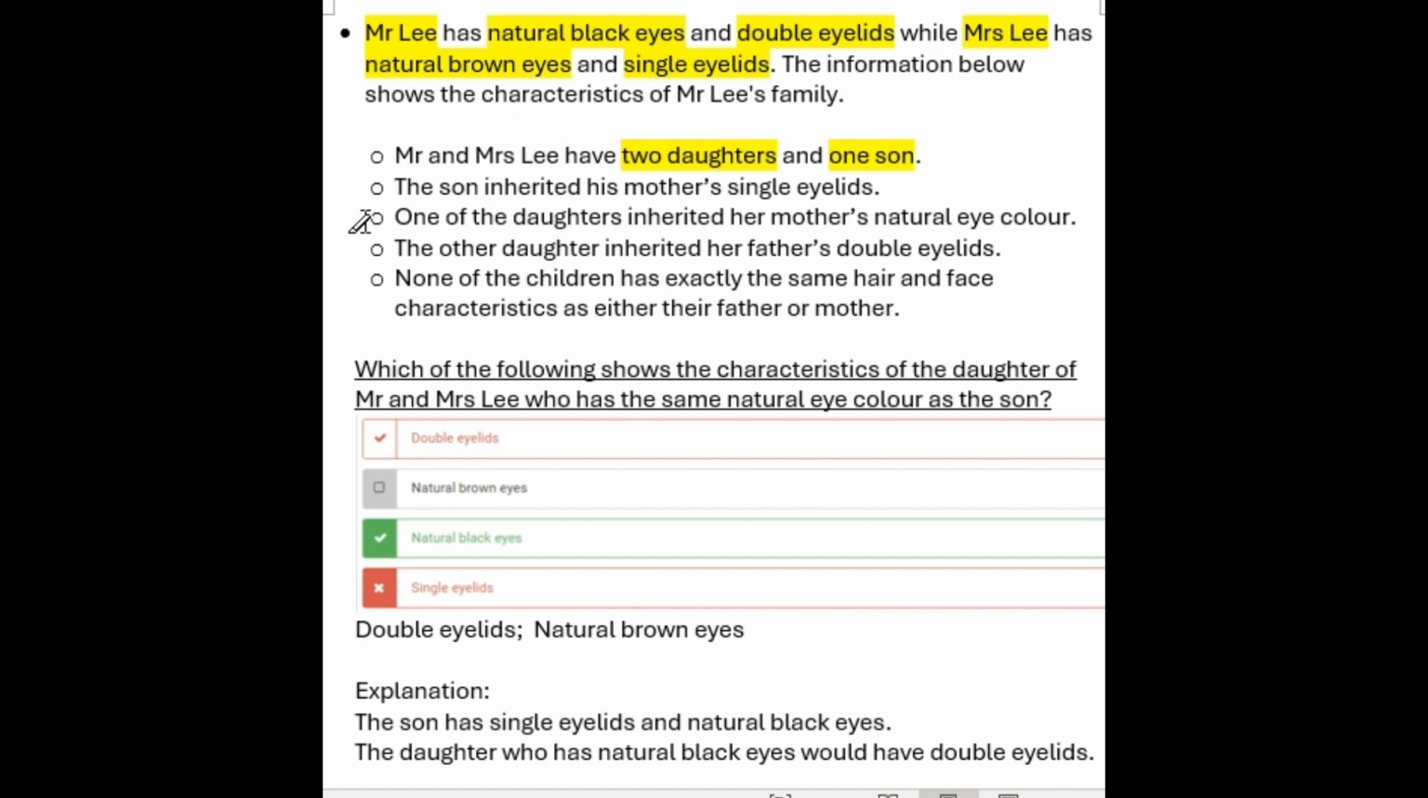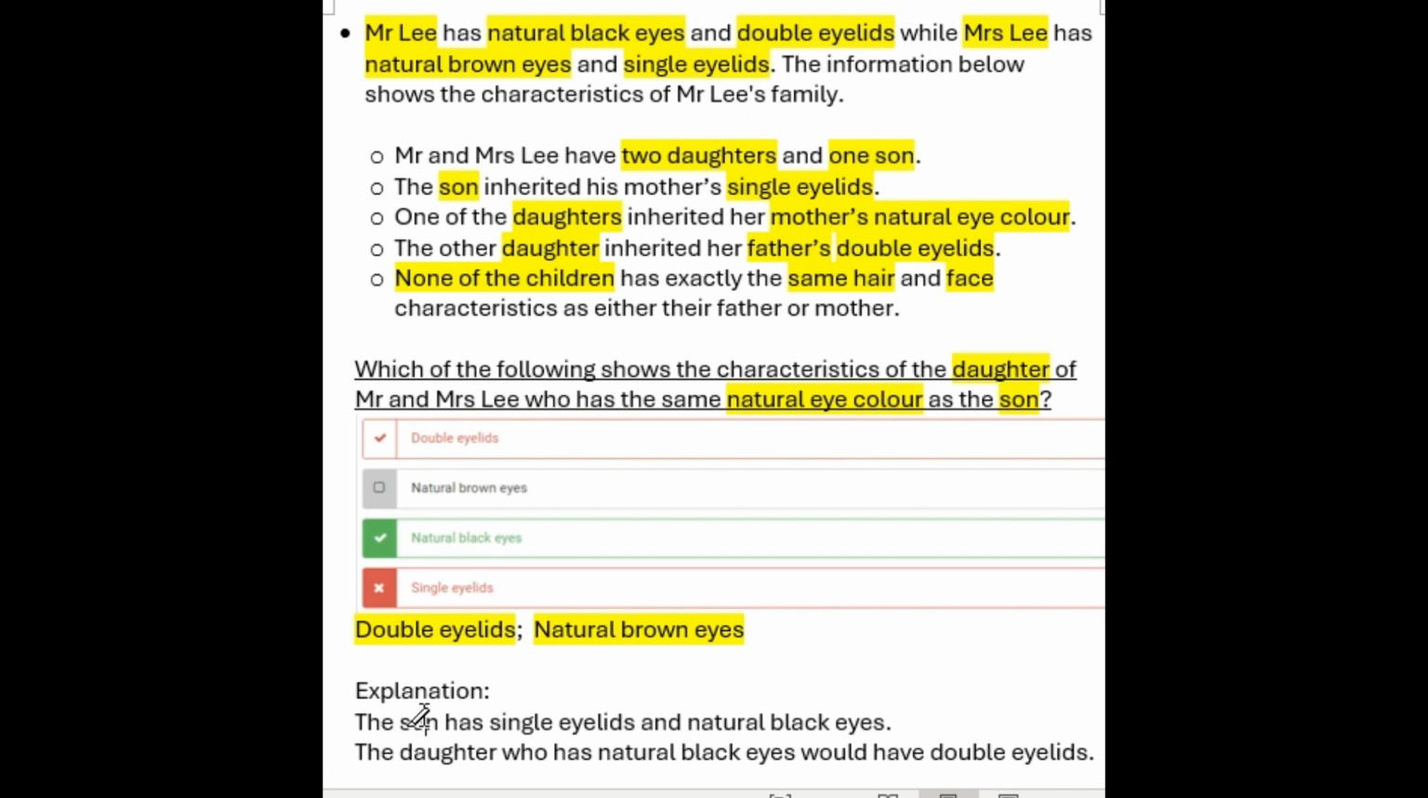The son inherited his mother's single eyelids. One of the daughters inherited her mother's natural eye color. The other daughter inherited her father's double eyelids. None of the children has exactly the same hair and face characteristics as either their father or mother. Which of the following shows the characteristics of the daughter of Mr. and Mrs. Lee, who has the same natural eye color as the son: double eyelids, natural brown eyes?